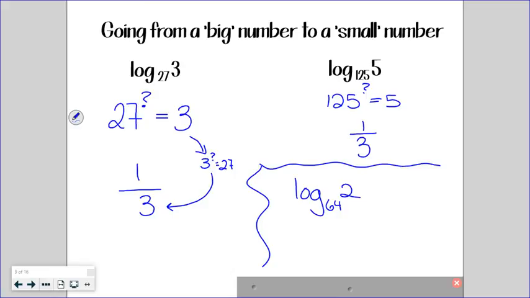Did we figure it out? 64 raised to something gives me 2, right? So I am going from a big number down to a small number. That tells me that it's a fraction. 2 raised to what gives me 64? I hear 5. I hear 6. I think it's 6, right? 2, 4, 8, 16, 32, 64, 6. There we go. Not a 3. Questions?